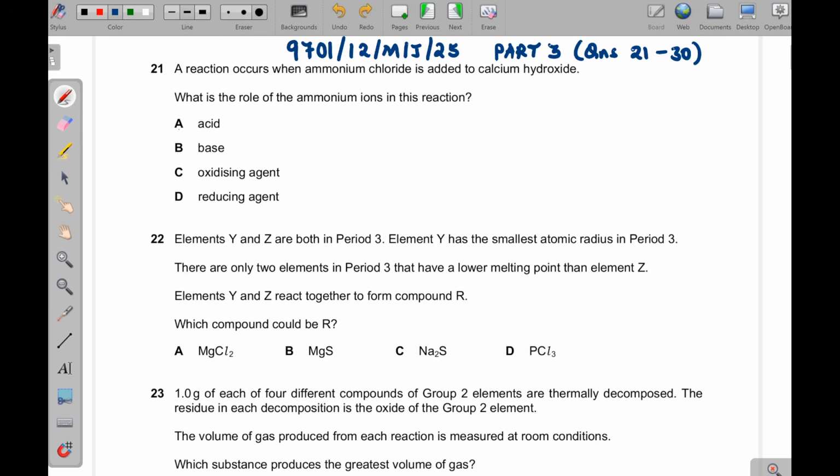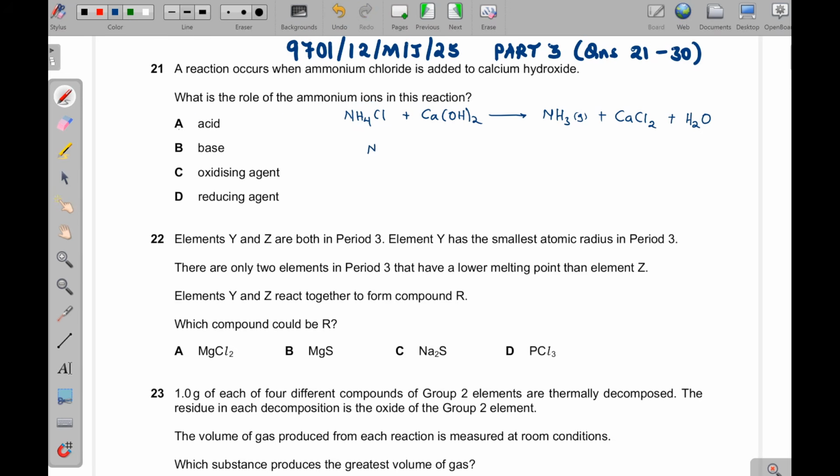Now, when you warm a salt of ammonia with a strong alkali, ammonia is going to be produced, okay? So if we have ammonium chloride here, and then I warm it with calcium hydroxide, I'll get first of all ammonia as a gas given off. Then from there, I'll get calcium chloride and then plus water. Okay, so what is the role of ammonium ions?